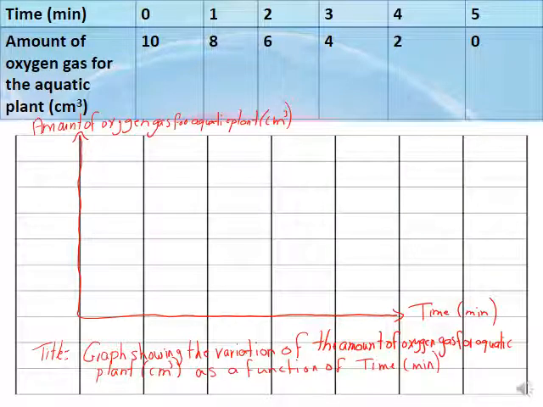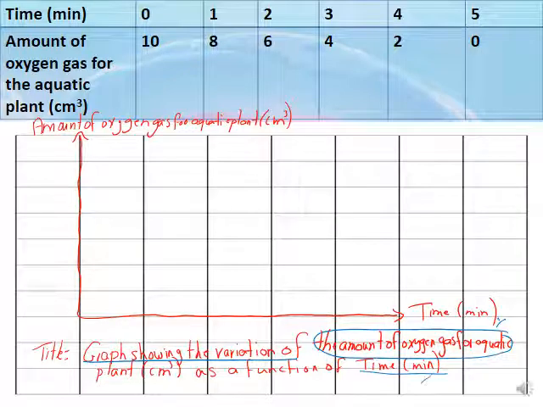So whenever you have to give the title of the graph, the title should be like this: graph showing the variation of. This is in all the titles. What is in the y? Amount of oxygen gas for the aquatic plant. This represents the y, as a function of the x, which is the time.